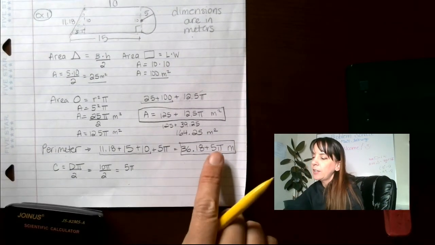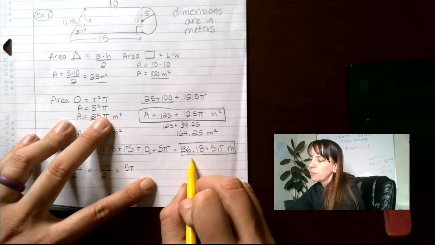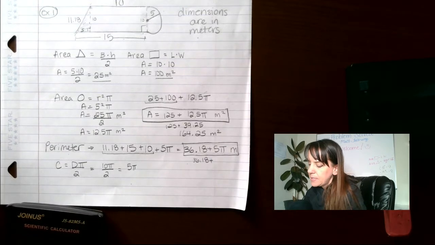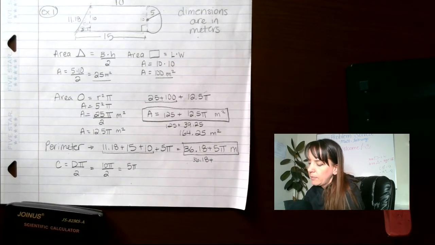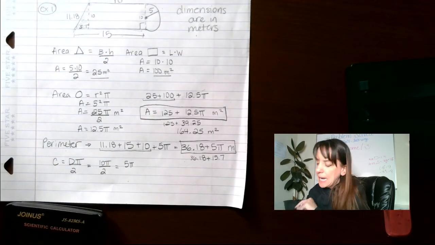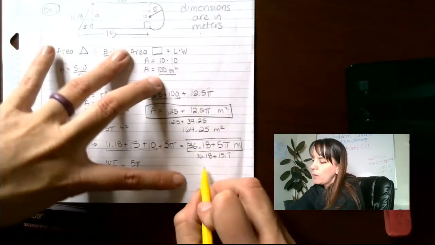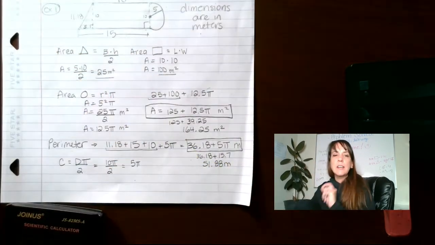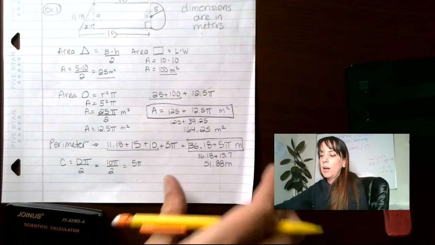The other one would be, we would want to do our 5 pi first. So we're going to do 36.18 plus 5 times 3.14 would give us 15.7. And if I add plus 36.18, I would end up with 51.88 meters. So that's how you can do it in terms of pi or not. All right, so let's do one more example so that you have it.